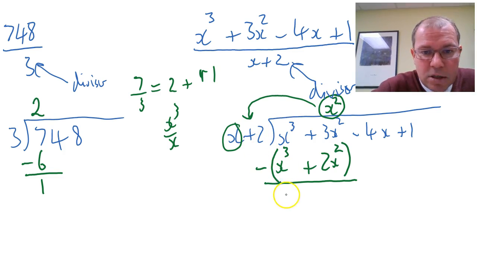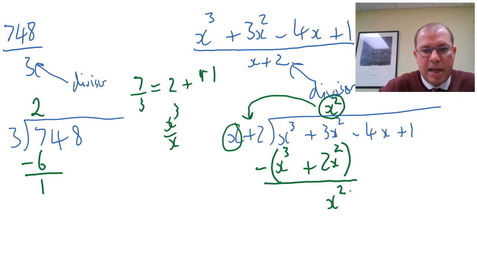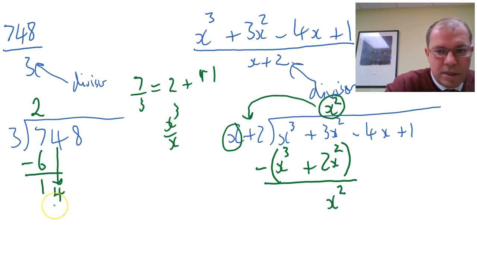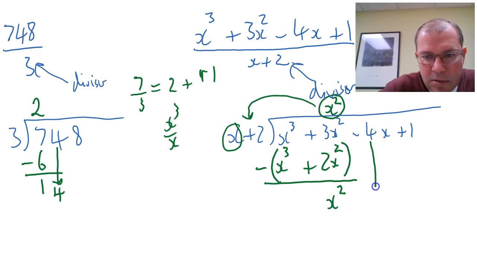x cubed minus x cubed is 0. I'm not going to write a 0 because we know it's 0. And 3x squared minus positive 2x squared is 1x squared, and be careful there with the negative, so I like to put a bracket around that. Okay, let's go back to the left hand side. The next thing we do is bring down the 4. So it's exactly the same here. We bring down the minus 4x.